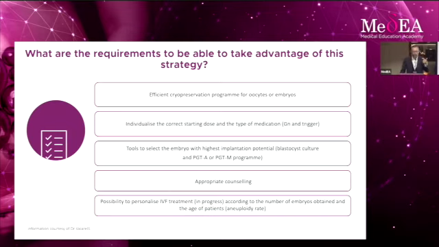But of course, if we want to take this approach into consideration, we need an efficient cryopreservation program. We need to, of course, perform a correct stimulation, correct drugs, a correct trigger. Of course, we believe that this stimulation is very useful when our goal is not just to perform an embryo transfer, but to perform an embryo transfer with high implantation potential. This is the reason why the duo stim, I think, is something that we can take into consideration when you go to blastocyst and when you perform PGT-A. And also we need appropriate counseling. We need to spend time with our patients in order to understand the pros and cons when you use this approach.